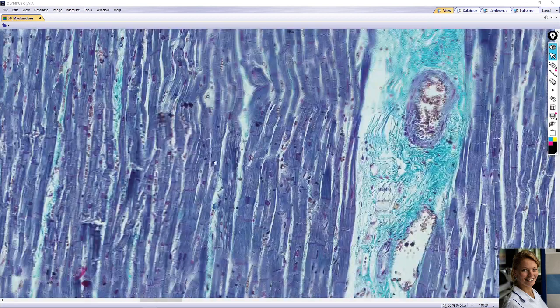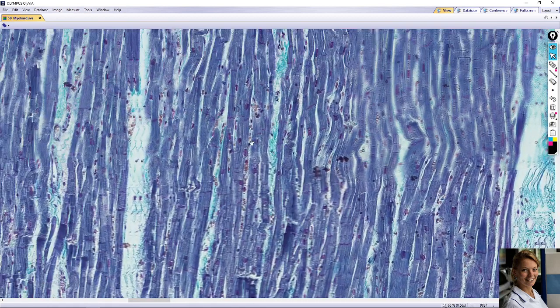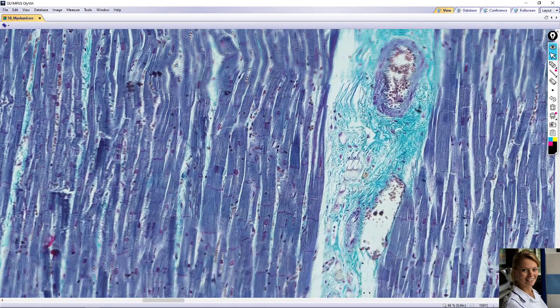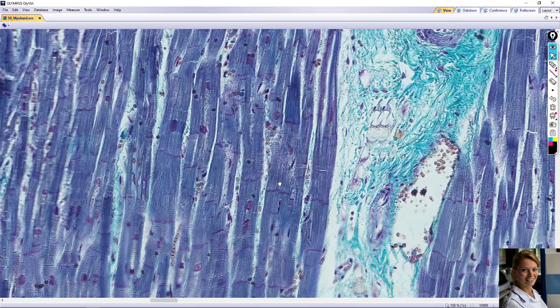For example, here you can see cross-striation in the cardiac muscle cells. Also here it's nicely visible cross-striation. But the cardiac muscle cells are individual cells, not fibers. And the cardiac muscle cells show branching and contain a single centrally located nucleus.